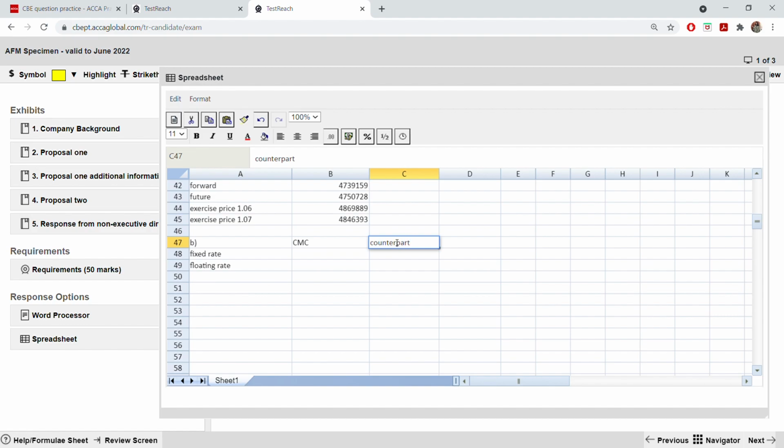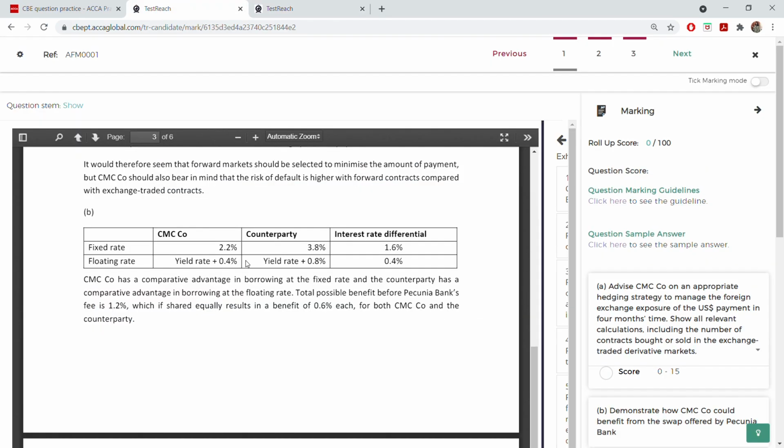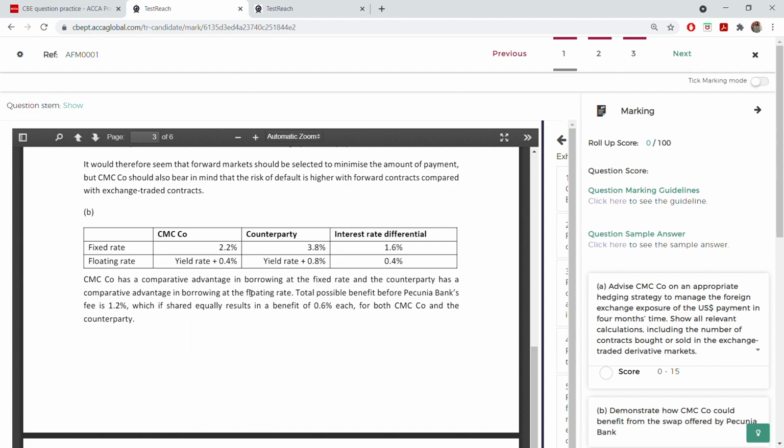And the interest rate. But this is quicker in Excel because you don't have to make a table then. Interest rate difference. 3 columns you need. Okay, let my spelling be wrong, it's okay. So CMC fixed rate 2.2%. And for floating rate it is 0.4%.